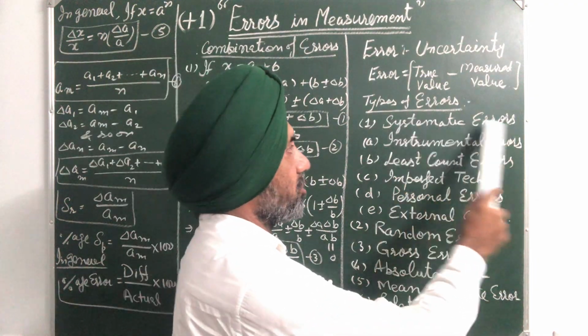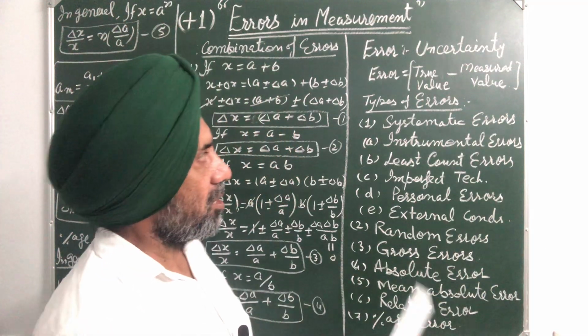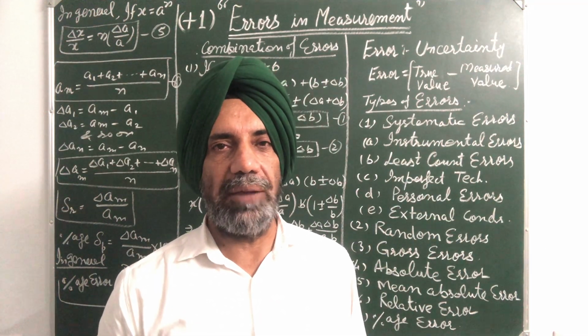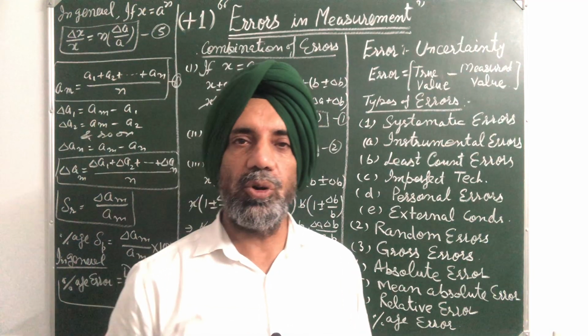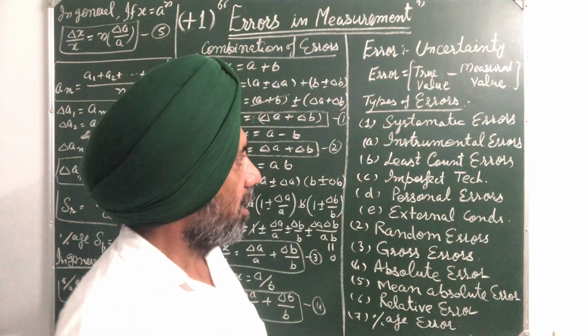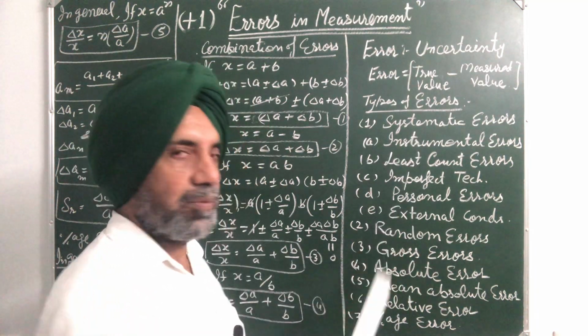Errors are of many types. Number one, systematic error. Systematic errors are those errors which arise due to some definite pattern, due to some known cause, but they can be minimized. These are of further 5 types.